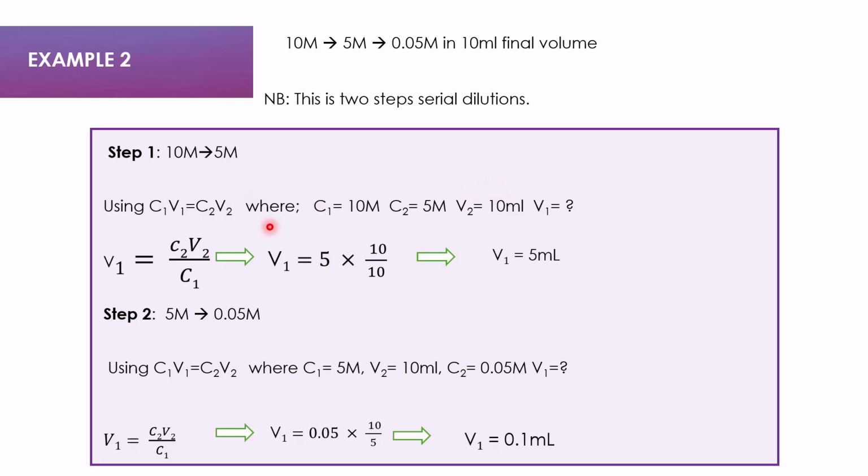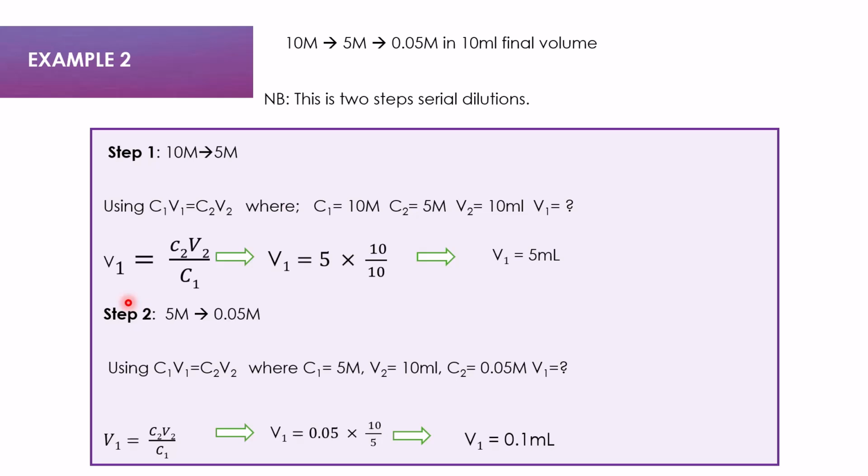So what you do is to make V1 the subject. Making V1 the subject from this equation, we have V1 equals C2 V2 all divided by C1. Substituting these values into this equation, we have V1 equal to 5 mils for the first step. Now let's look at the second step.